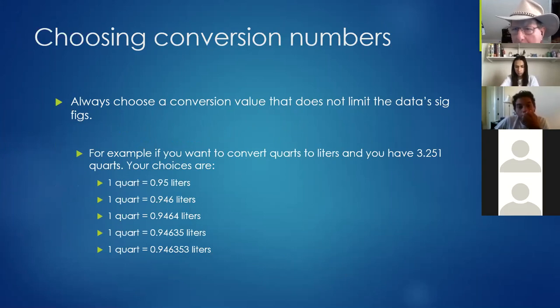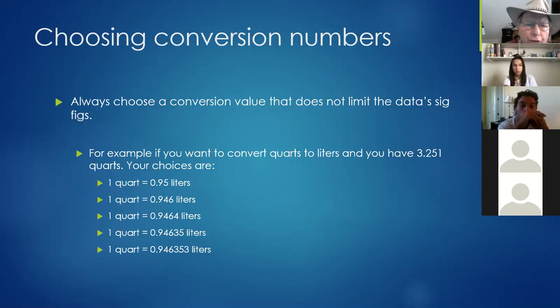Now, this is going to become important when you're actually doing work in the lab, or especially when you're converting mass of something into moles of something. What you have to do when you are choosing a conversion factor, you have to choose a conversion factor such that you do not limit the sig figs because of the conversion factor.